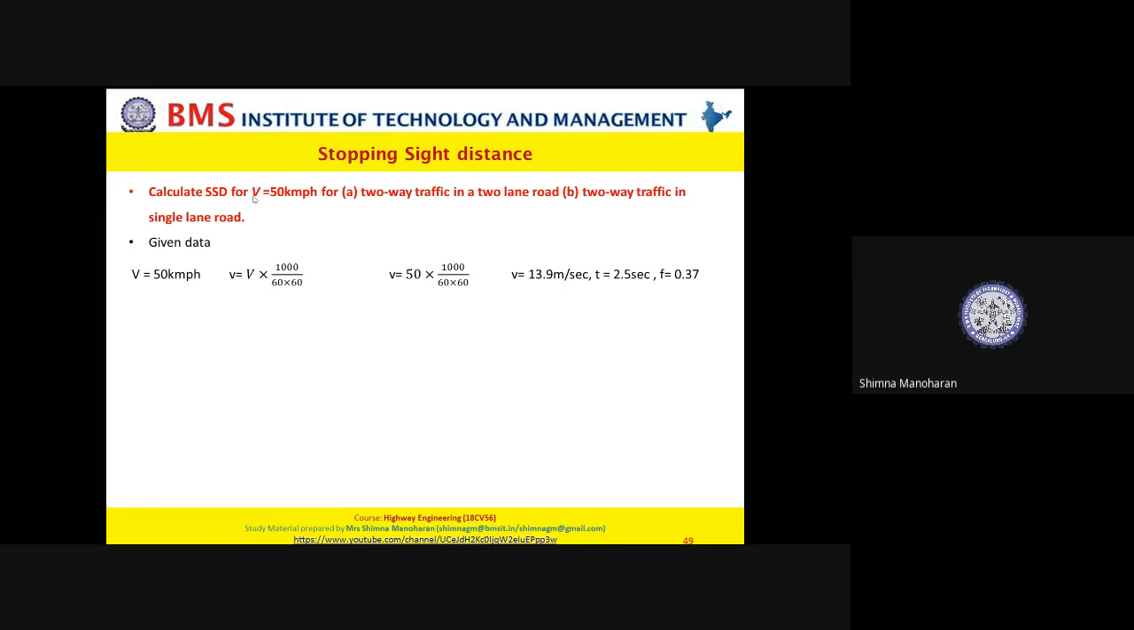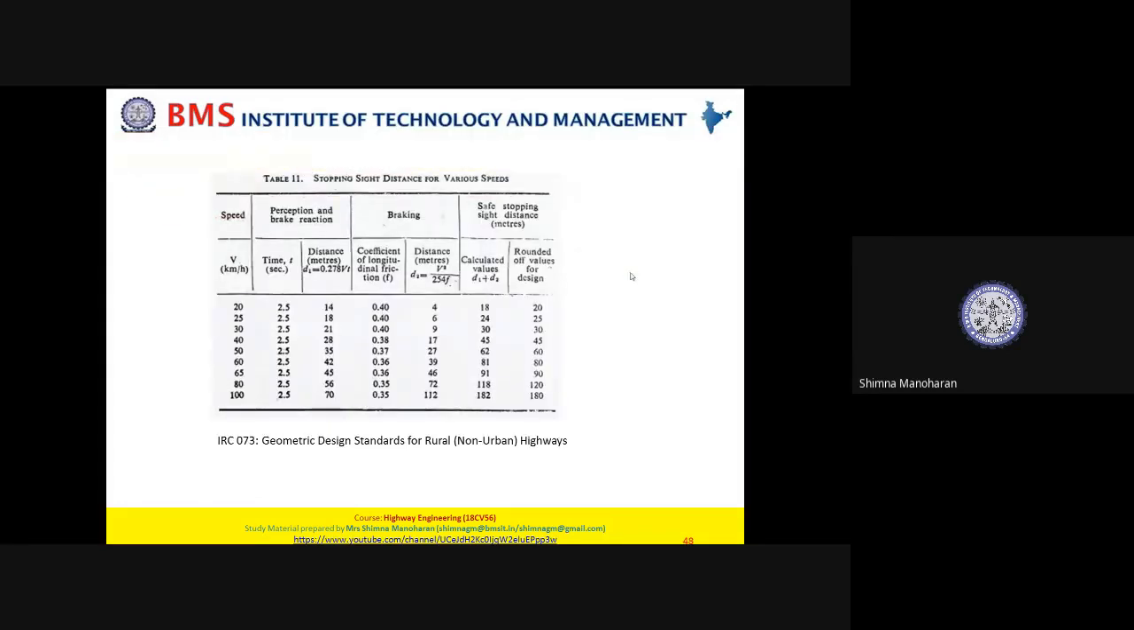Okay. So now SSD for V 50 kmph. T is, as per IRC, you can take reaction time as 2.5 seconds. Now, if frictional force is not given and if the code is given, then you can refer to the code and let's see.